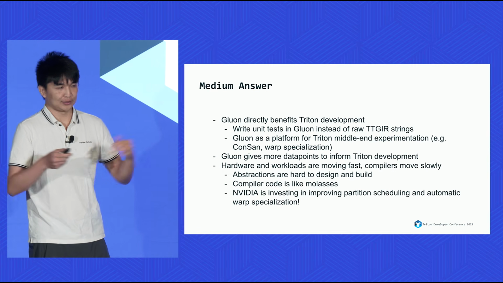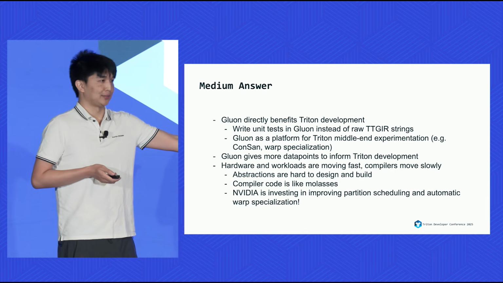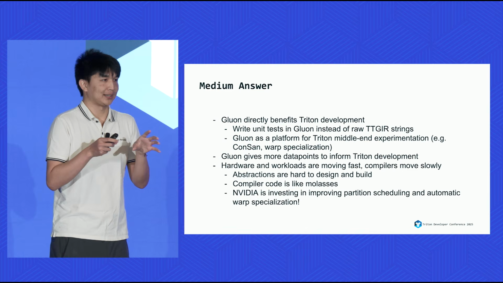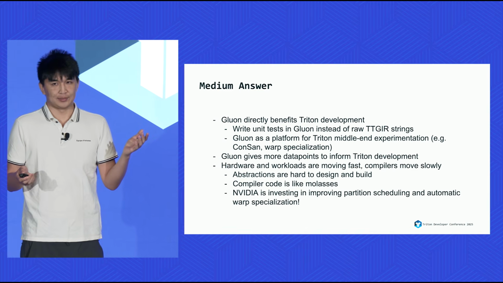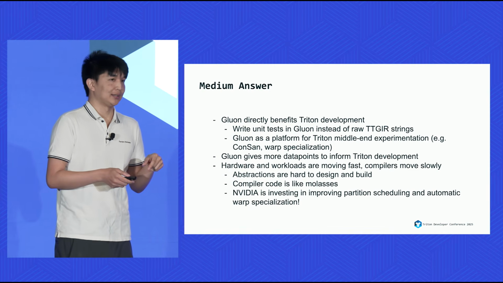The other, longer-horizon answer is that Gluon directly benefits Triton development in many ways. The easy one is that you can now write unit tests for the Triton backend in Gluon instead of in these funky MLIR strings. And as we write more and more Gluon kernels, this can then feed back into how we develop and improve the Triton middle end.